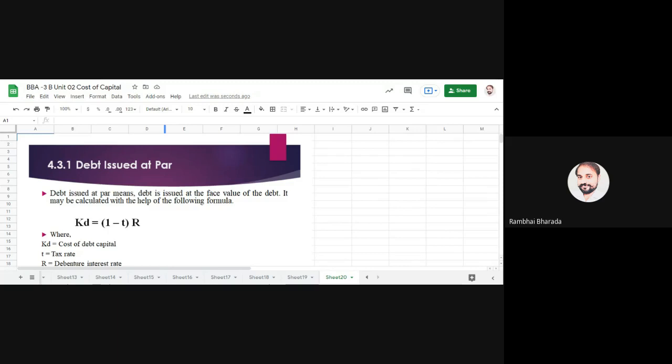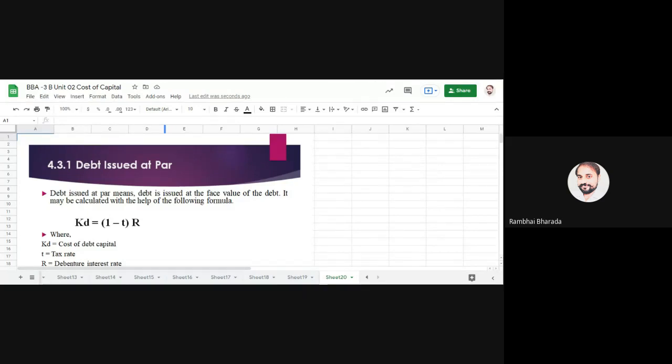Write down the title: debt issued at a par. If the debt capital is issued at a par, KD, which stands for cost of debt capital, is equal to R, rate of interest, in a bracket 1 minus T, or 1 minus T into R. R means rate of interest and T means tax rate.